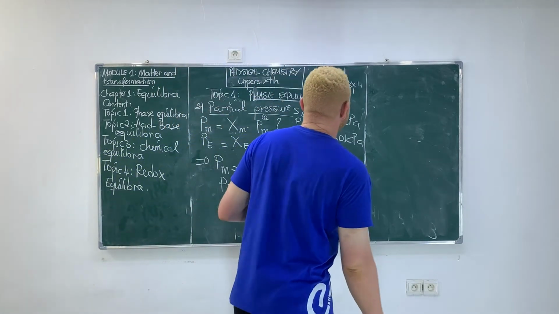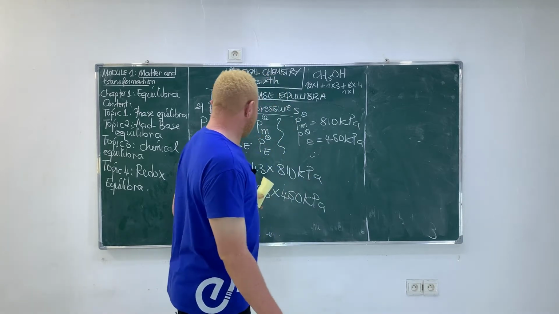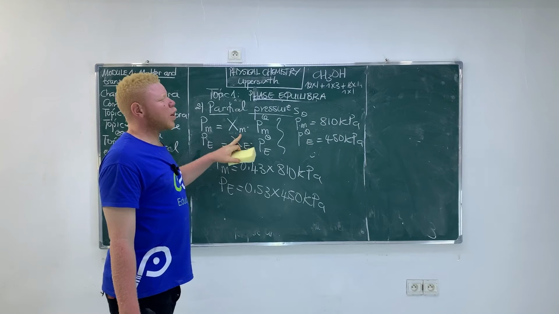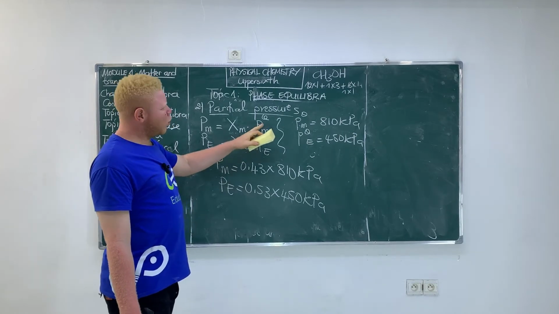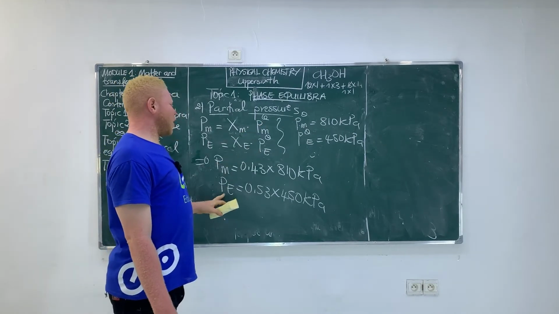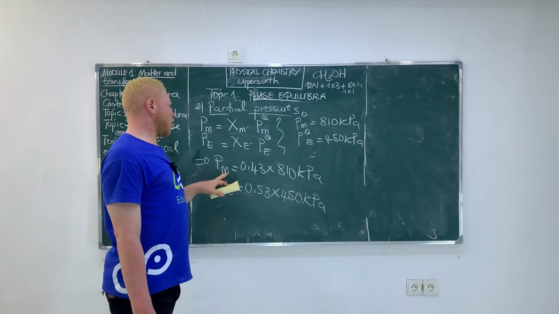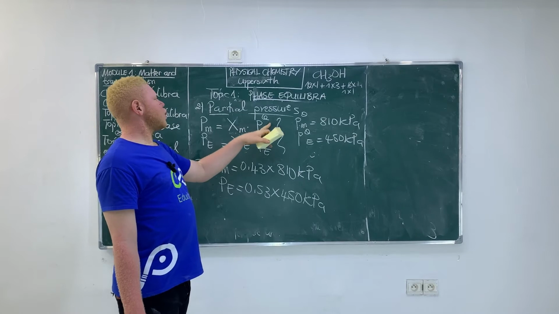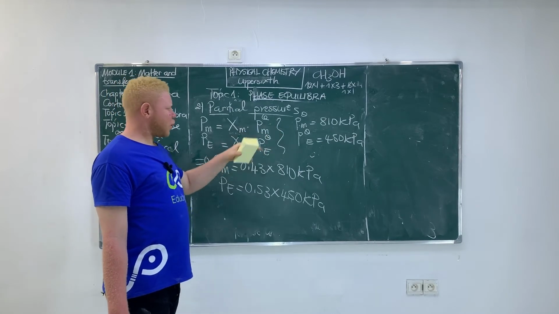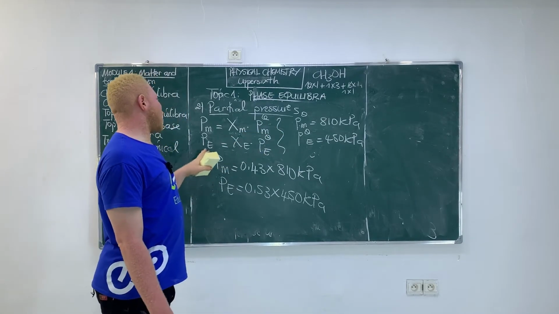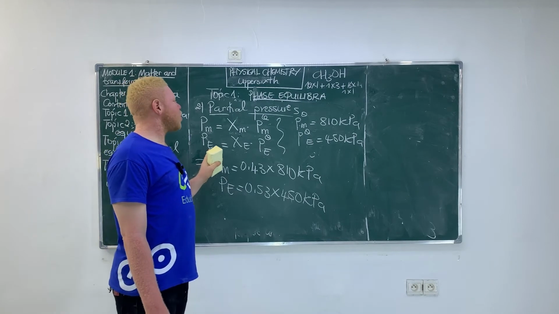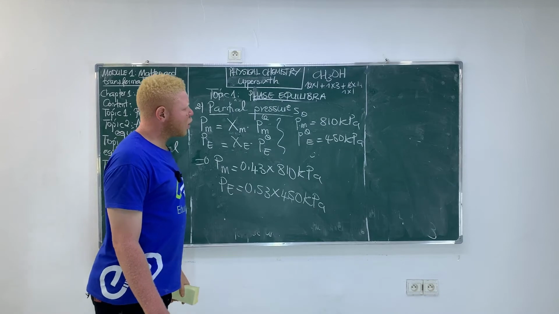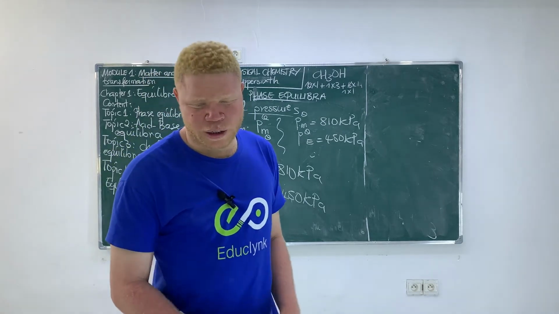Given that they have been given, we make use of them such that the partial pressure of methanol is the mole fraction of methanol times the pure pressure of methanol. Also, the partial pressure of ethanol is the mole fraction of ethanol times the pure pressure of ethanol. So we have to punch on the calculator.